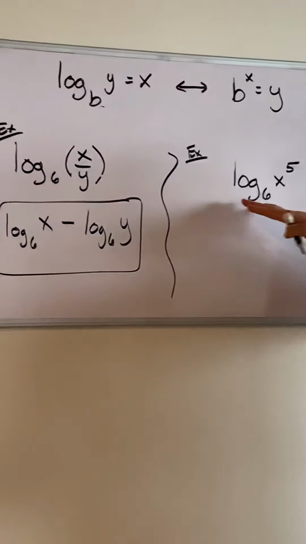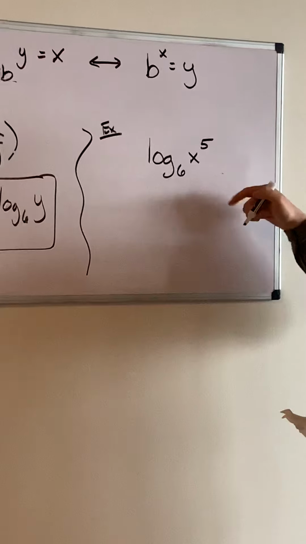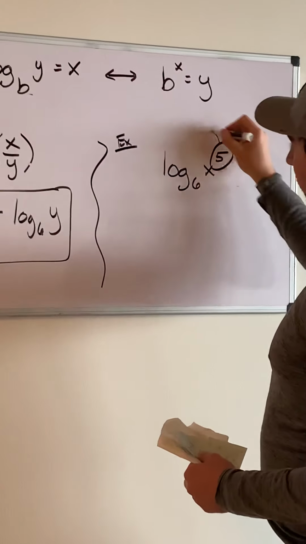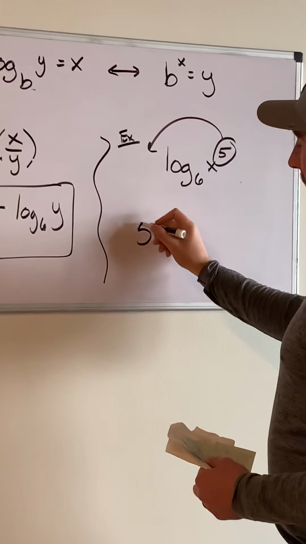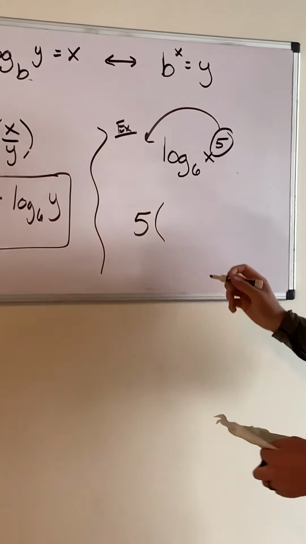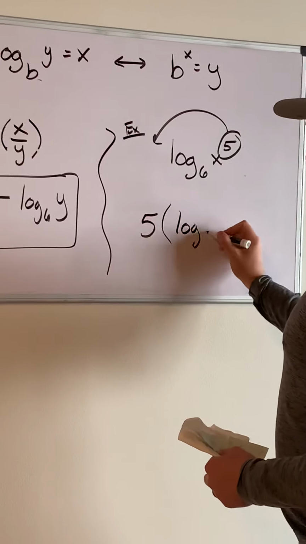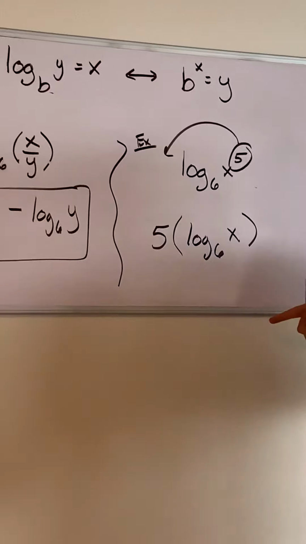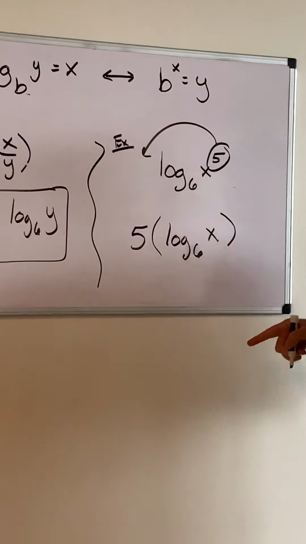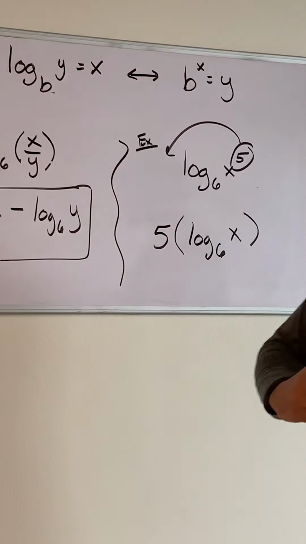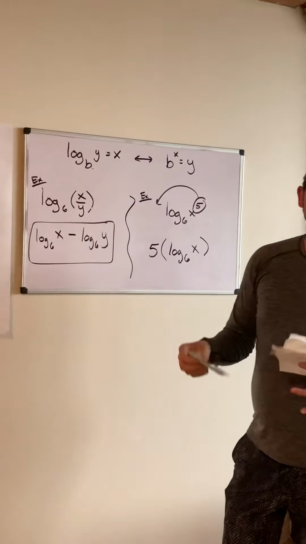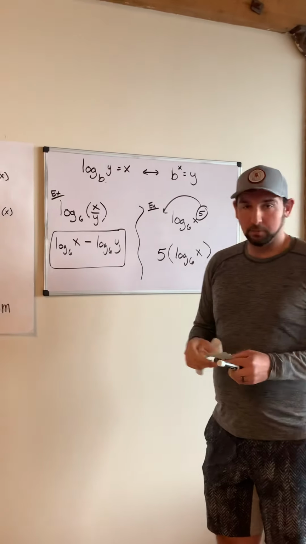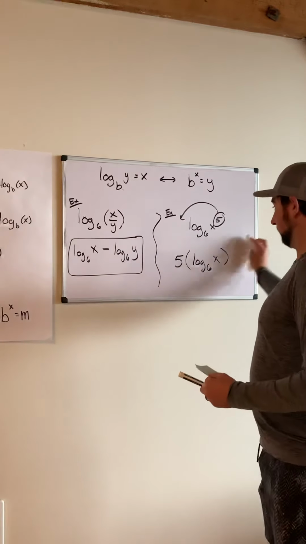Here, I see log base 6 of x to the 5th, so that's something to a power. This actually comes out front, and this becomes multiplication. So 5 times log base 6 of x. And that's how that reads. Those are your first few, simply looking at this and trying to expand it. Real simple. Use your properties, expand it.